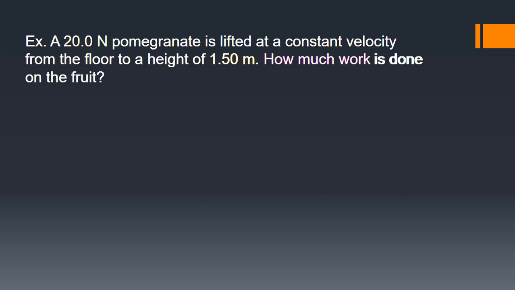What if we lift a 20-newton pomegranate at a constant velocity from the floor to a height of 1.5 meters? How much work is done on the fruit? Now here we are given the weight of the pomegranate, which is the 20 newtons, and the distance that we lift it. Since the motion is in the vertical direction, we can say that the force being applied to it is the same as the force of gravity acting on it, since it's moving up at a constant velocity.